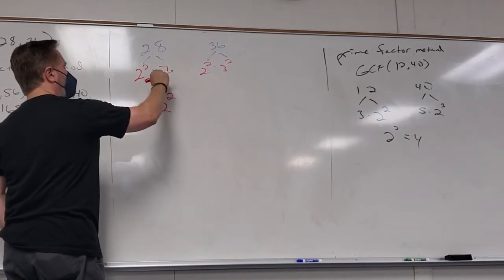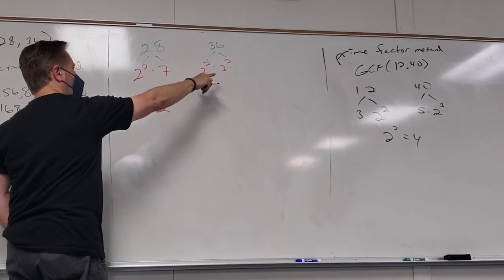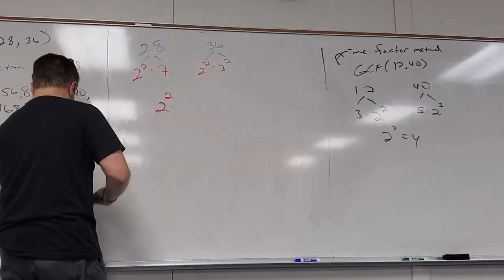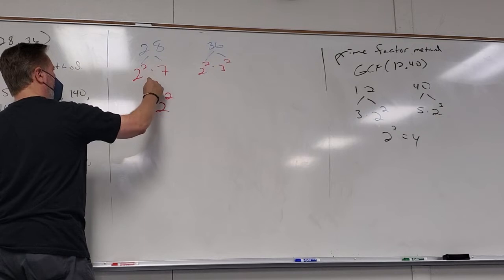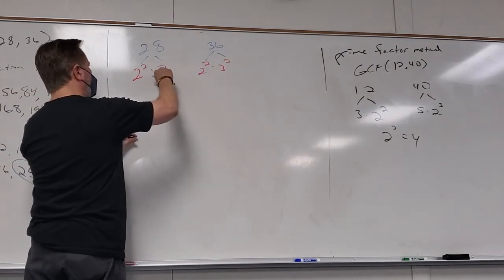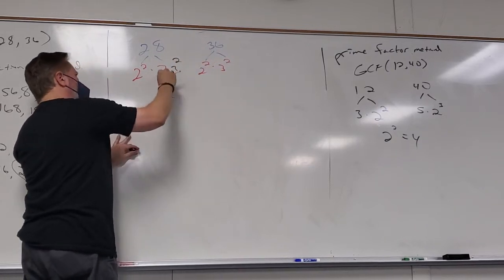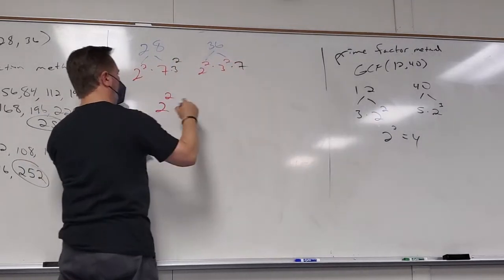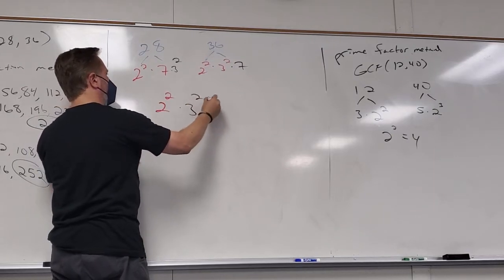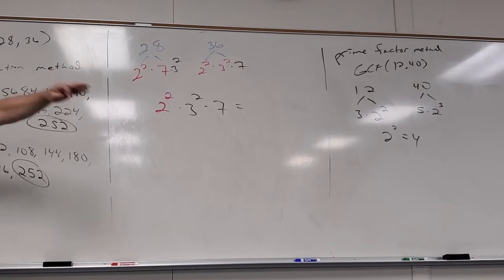So, what is this bowl missing that bowl has? What is this bowl missing that bowl has? Three squared. So if I give this bowl 3 squared, what is this bowl missing now that this bowl has? So the LCM is that. That's what you have to give both of them to make them the same.